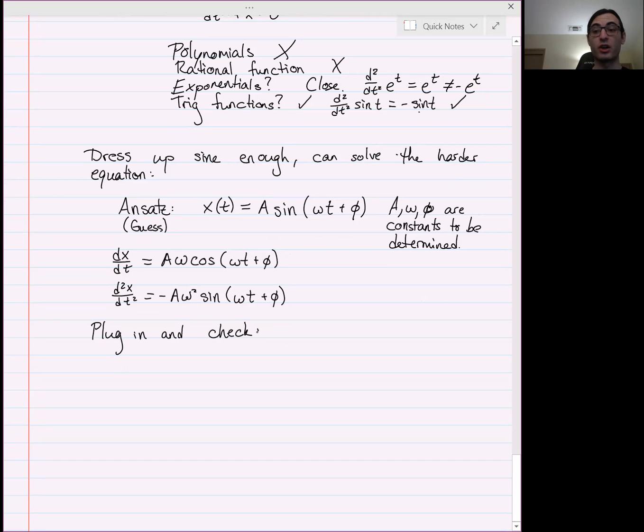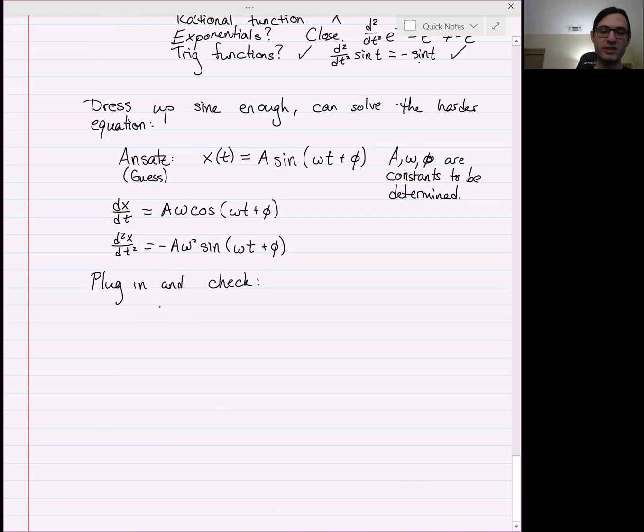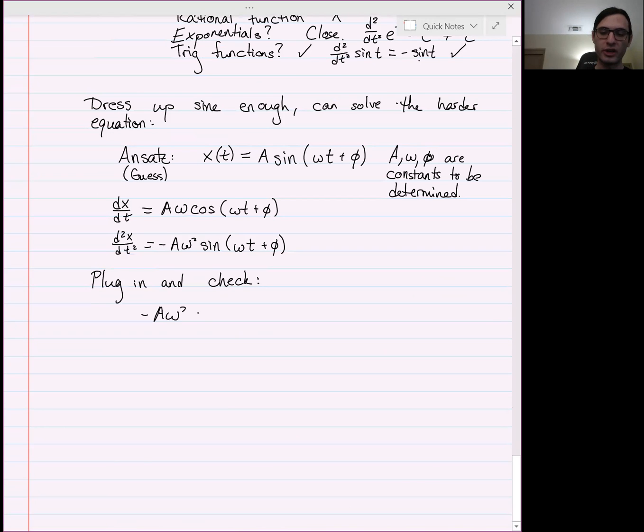So now we actually need to check that our Ansatz, or our guess, works. Plugging in, we now know what the second time derivative is. So let's plug that in there. We have minus A omega squared sine of omega t plus phi. Then we want to plug in plus k divided by m times the original function, A sine omega t plus phi. And that's all supposed to be equal to 0.